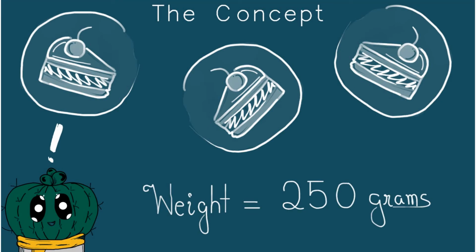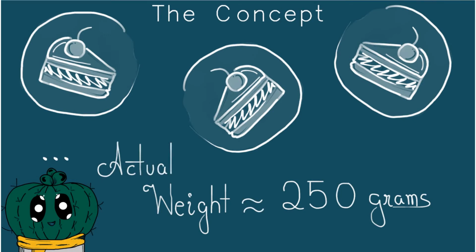Now, you might be tempted to say that your piece of cake weighs 250 grams, but no, this is going to be called the average weight, okay? Average weight is somewhat different from what we call the actual or exact weight of your piece of cake. So the actual weight of your piece of cake is going to be approximately equal to 250 grams, but it is not going to be equal to 250 grams.